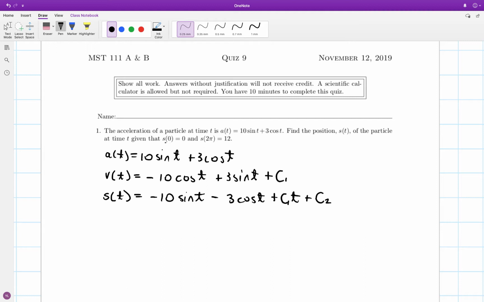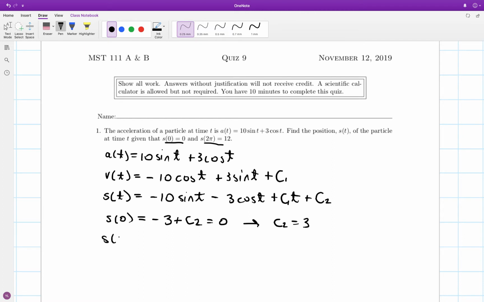Okay, now I can use my given information to figure out what the constants are. It's given that s of 0 is supposed to equal 0. So sine of 0 is 0, cosine of 0 is 1, and of course 0 makes this term 0. So s of 0 equaling 0 gives me that C2 should equal 3.